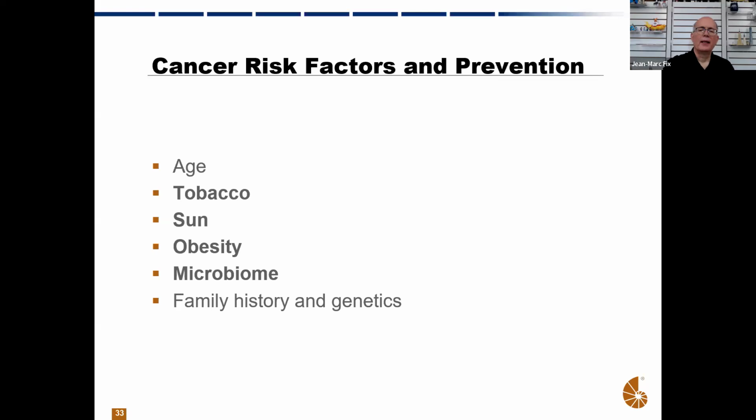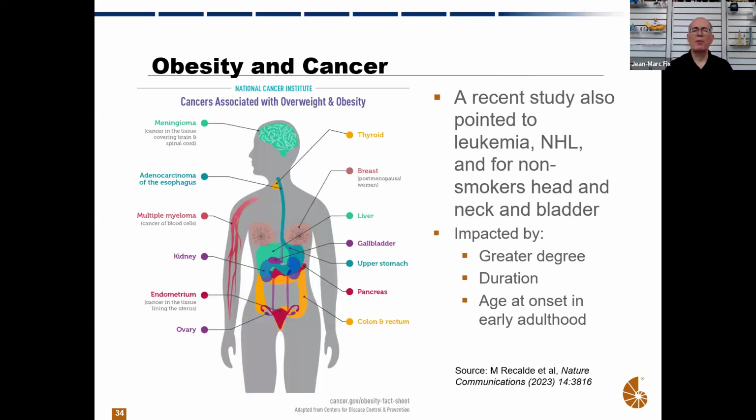And then obesity. For obesity, a number of cancers have been identified and connected to obesity. And you can see them on the slide, but breast cancer, colorectal cancer, endometrial, ovarian, meningioma, thyroid, all the big cancers are impacted by obesity. On top of that, a recent study points to a few more that may also be impacted, including non-Hodgkin's lymphoma. And for non-smokers, head and neck and bladder cancers, which are obviously very impacted by tobacco. But even if you're a non-smoker, obesity has an impact on that.